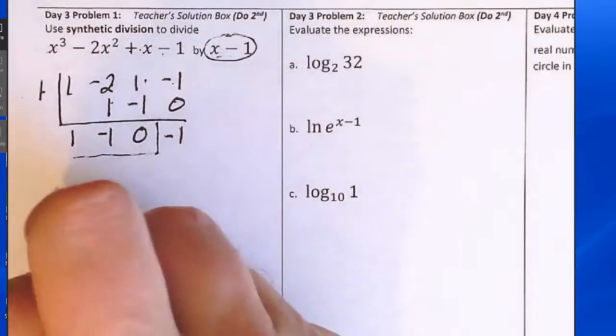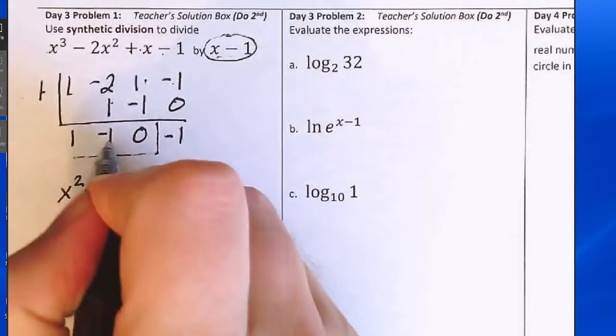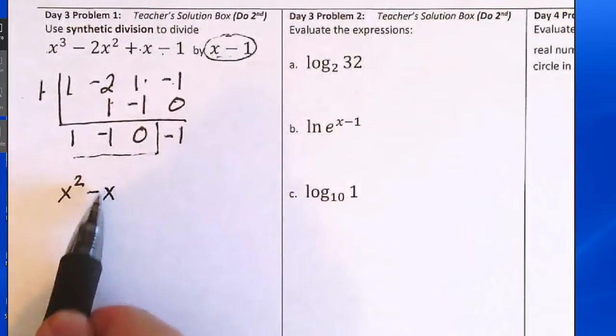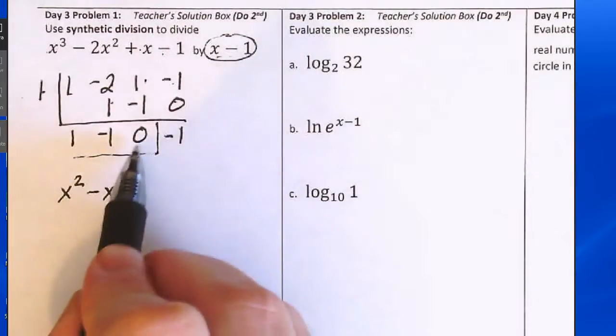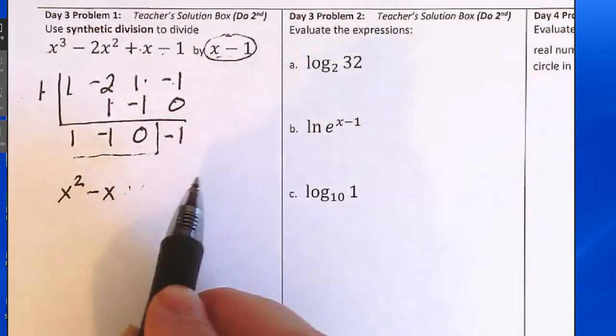So our answer is 1x squared. I'm not actually going to write a 1 in front of it. And then minus 1x. I'm just going to write minus x, not actually put a 1 in front of it. And then the constant is plus 0. I'm not going to actually even write plus 0.